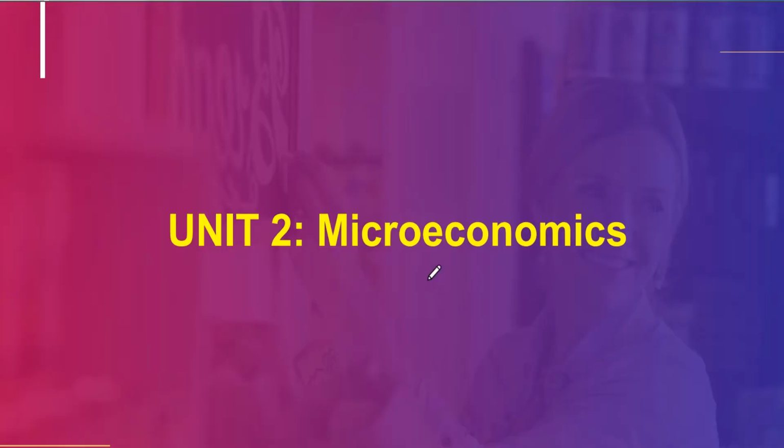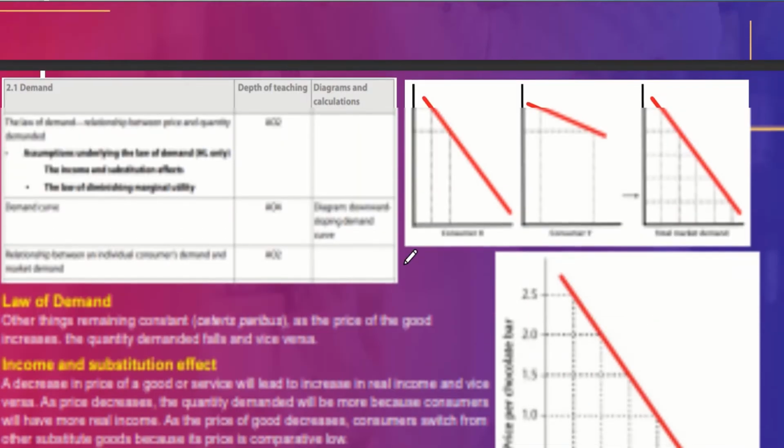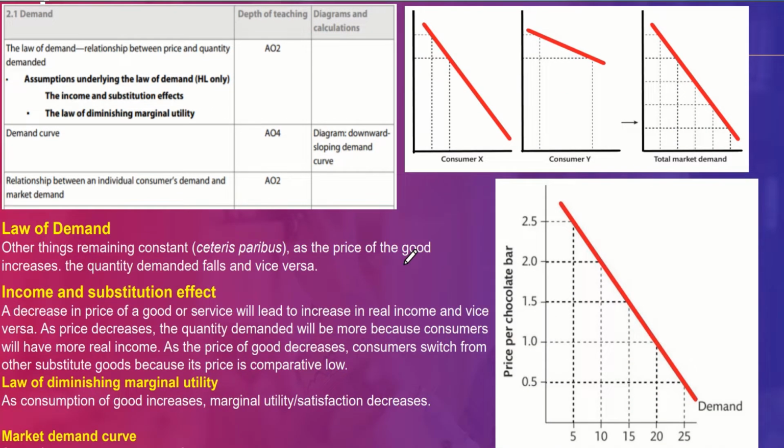Okay, now we are moving to part 2, microeconomics. In part 2, the first syllabus content is the law of demand and the relationship between the price and the quantity demanded, the assumptions underlying the law of demand, income and substitution effects, and the law of diminishing marginal utility. See, look at what is the meaning of law of demand.